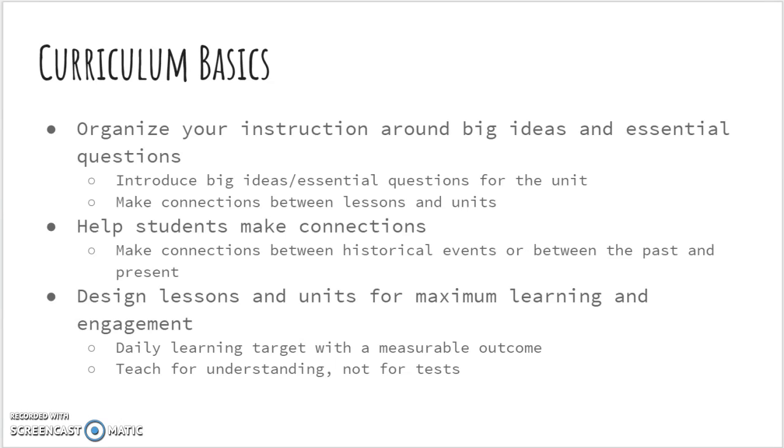So that goes to my next bullet point, which is help students make connections. You can definitely help make connections between historical events, like I just mentioned, but you can also make connections between the past and the present. For example, when we covered Prohibition in my classroom, we compared it to current marijuana regulations. That's another good way to help kids see how history and past events can relate to the present and what's going on in modern times.